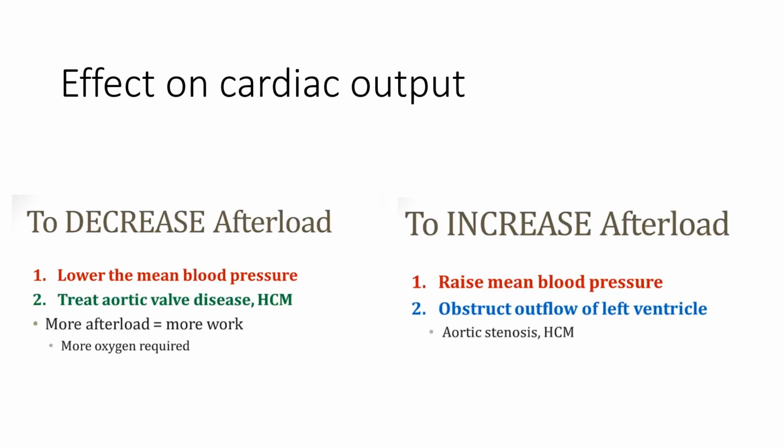So guys, how do we increase the afterload? We raise the mean blood pressure and obstruct outflow of the left ventricle via aortic stenosis or hypertrophic cardiomyopathy. And the second way, to decrease the afterload, is that we lower the mean blood pressure, and we treat the aortic valve disease or HCM. Okay, so more afterload is equal to more work on the heart, so therefore more oxygen is required, and therefore it can lead to several cardiac diseases.